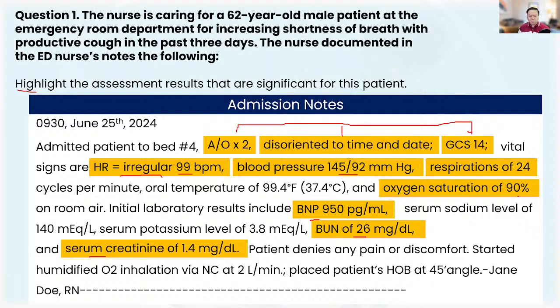So what does this really mean? AO times 2 indicates that the patient has altered mental status. And this could be a sign that the patient may have hypoxia. Remember about the signs of hypoxemia. So take a look at the patient's oxygen saturation, about 90%. That is significant right there.